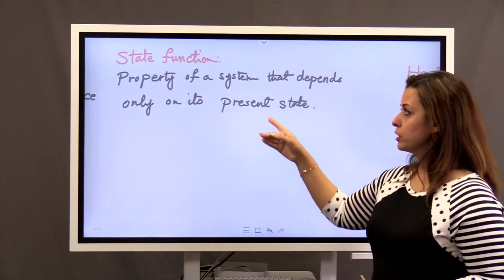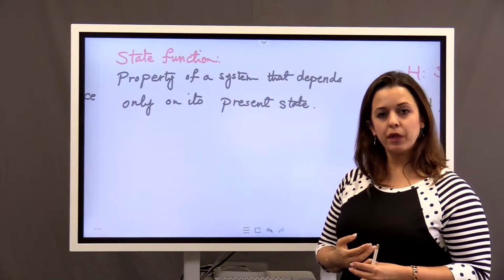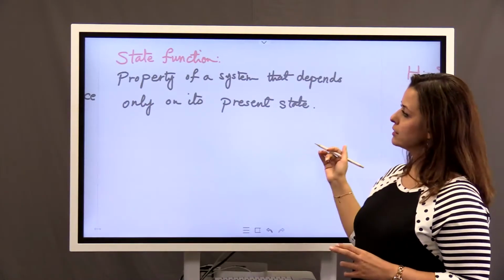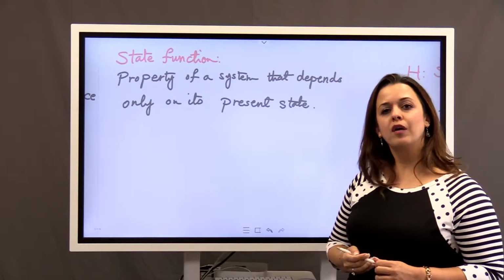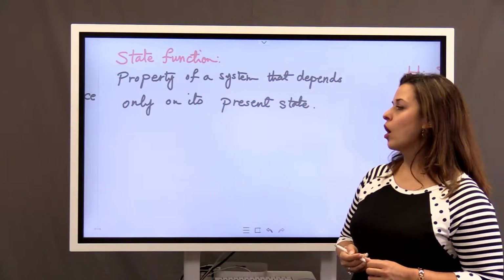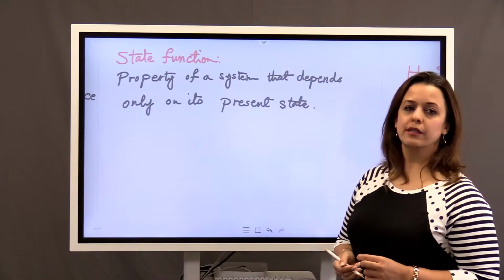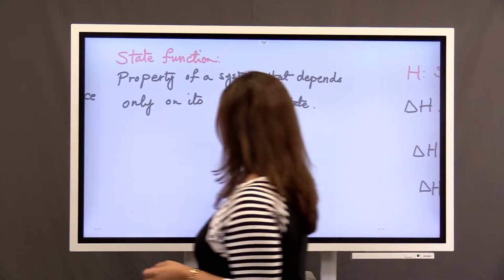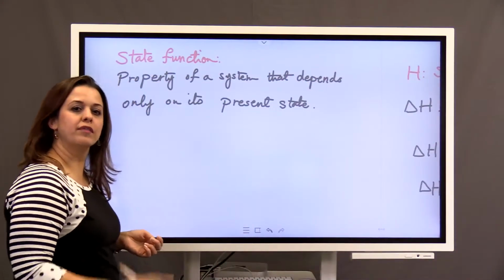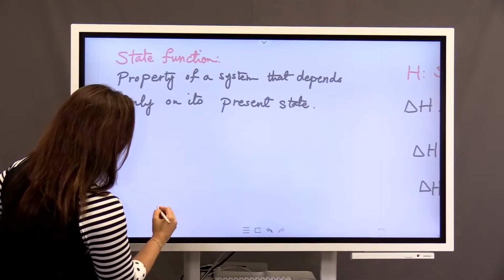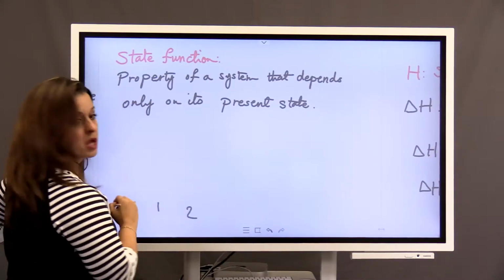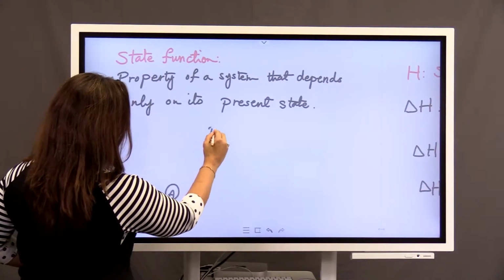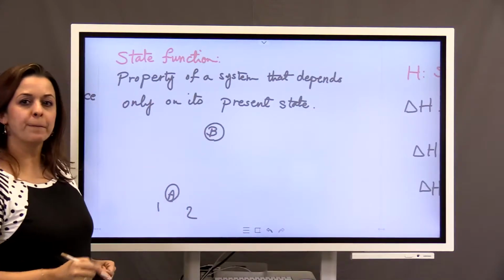Also, we need to know about state function because enthalpy is an extensive property and a state function. So what is a state function? It's a property of a system that depends on its present state. How do we explain it? It looks really weird. So here's a very simple example of 2 hikers, hiker 1 and hiker 2. They want to go from campsite A to campsite B.